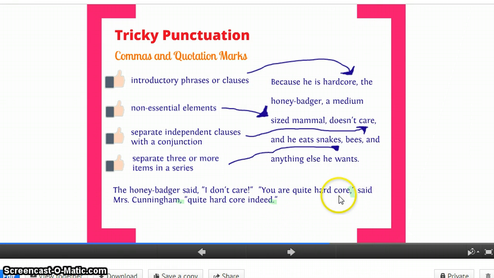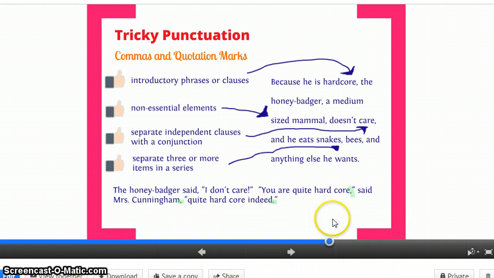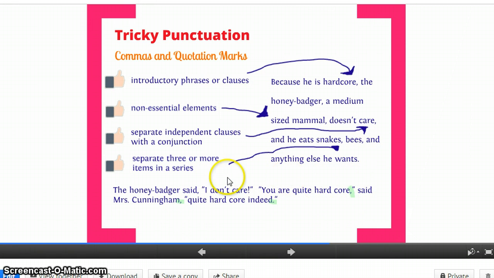Almost always. Notice that said Miss Cunningham interrupts this quote. So we put a comma before we get said Miss Cunningham. Then we get a comma introducing the quote again. Again, the period goes inside the quotation marks.